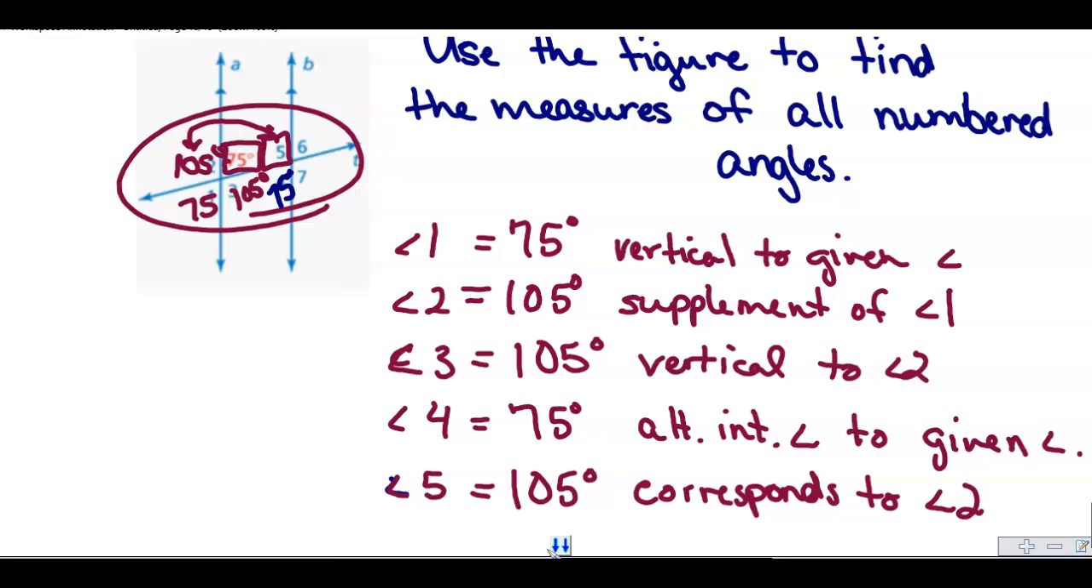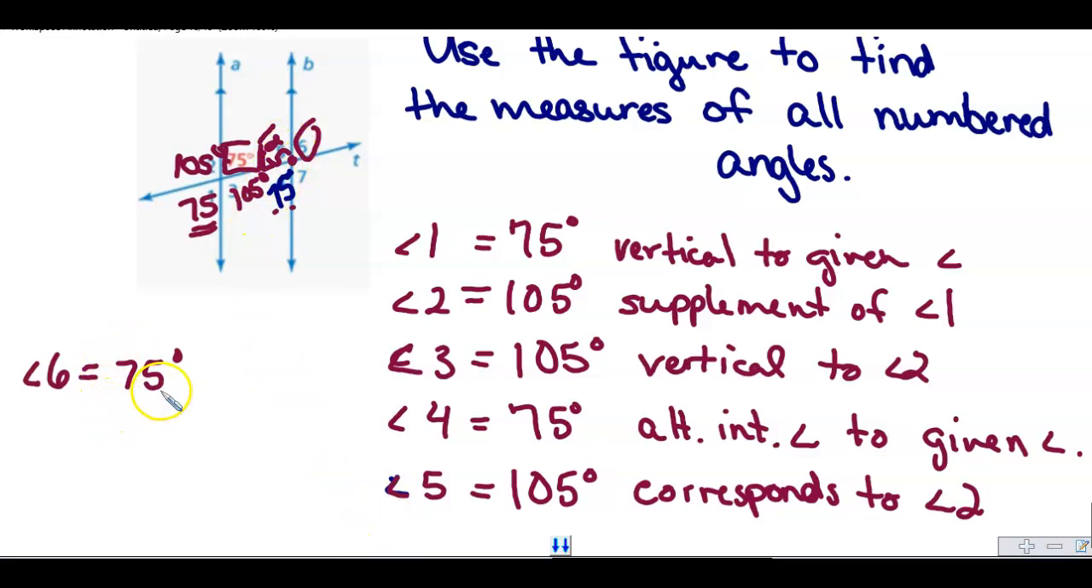Hopefully you're noticing a trend here. When you have a transversal with parallel lines, the only values you're ever going to get are 2 different numbers for the measures, which is kind of cool. So it's either one or the other. Angle 6, well, angle 6 and angle 1, what's the relationship there? They're both exterior angles. They're congruent because they're alternate exterior angles.